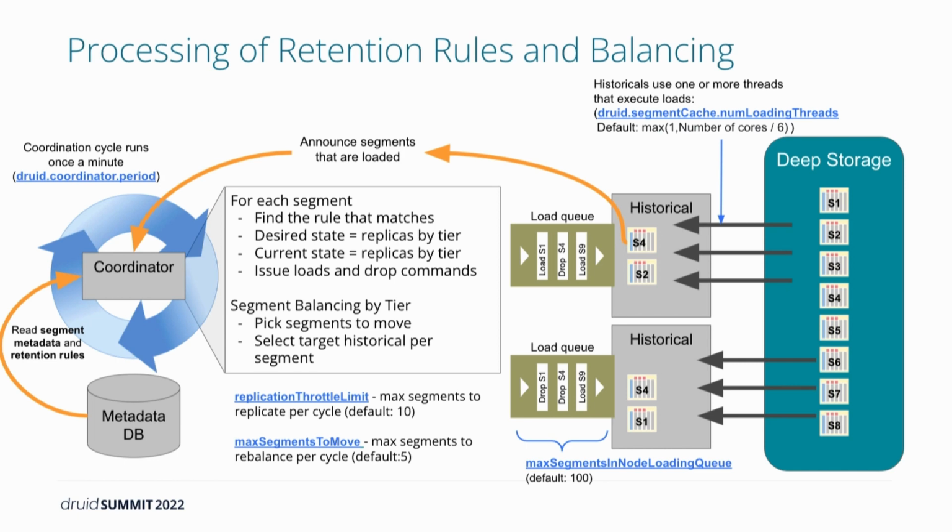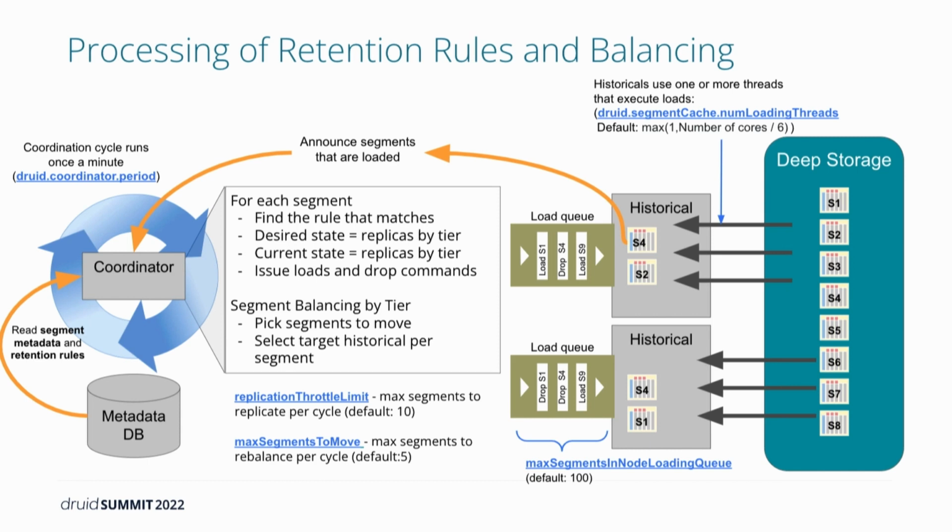So in this cycle, for each segment, the coordinator will find the rule that matches. So it'll figure out which rule matches that particular segment. And with that, it'll calculate the desired state, right? So how many replicas does it need for each tier? It'll also look at the current state for that segment, in terms of how many replicas currently exist in each tier across all historicals in the tier.